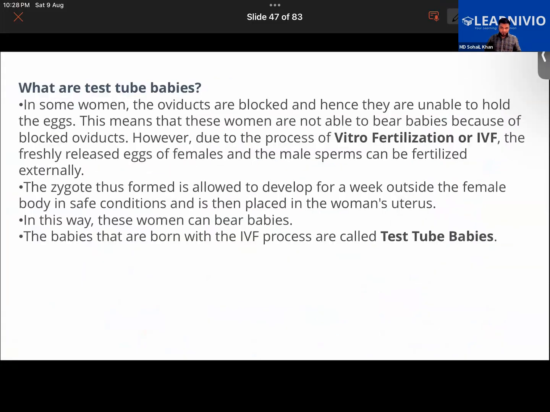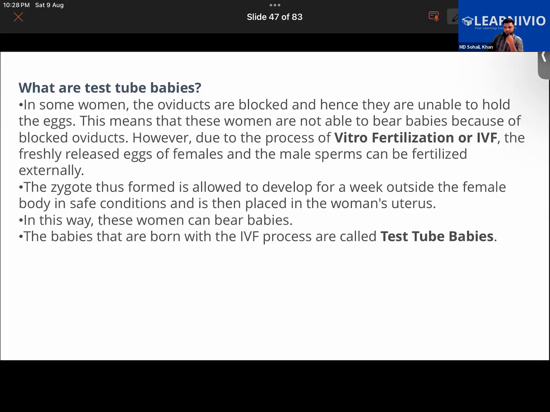Do we have enough time left for this? Okay, we don't have much. One of you please read this paragraph. In some women, the oviducts are blocked and hence they are unable to hold the eggs. This means that these women are not able to bear babies because of blocked oviducts. However, through in vitro fertilization, or IVF, the freshly released eggs of females and male sperms can be fertilized externally. The zygote thus formed is allowed to develop for a week outside the female body in safe conditions, and is then placed into the woman's uterus. In this way, these women can bear babies. The babies born with the IVF process are called test tube babies.